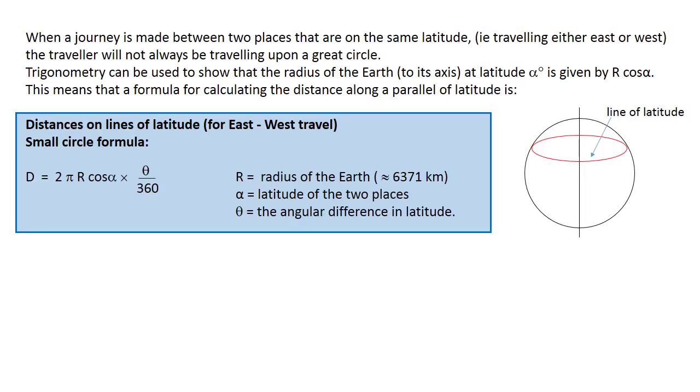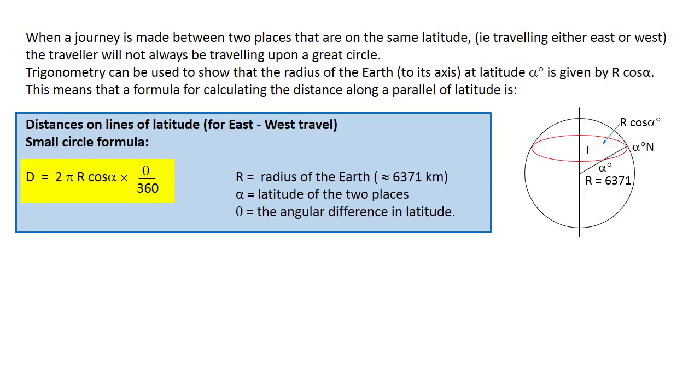Trigonometry can be used to show that the radius of the Earth at latitude alpha is given by r cos alpha. This means that the formula for calculating the distance along a parallel of latitude is distance equals 2 pi r cos alpha times theta over 360.